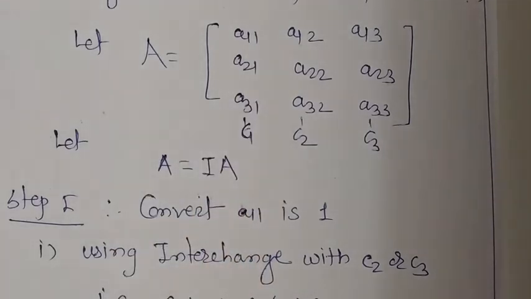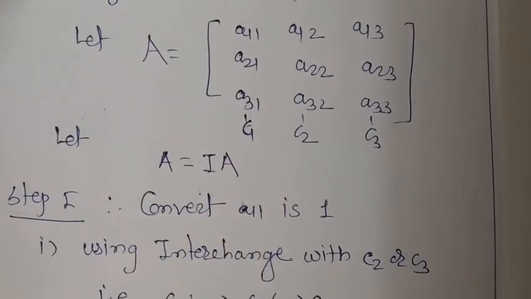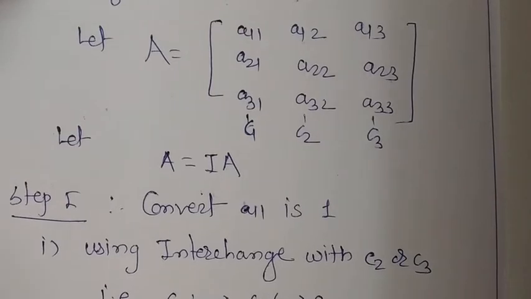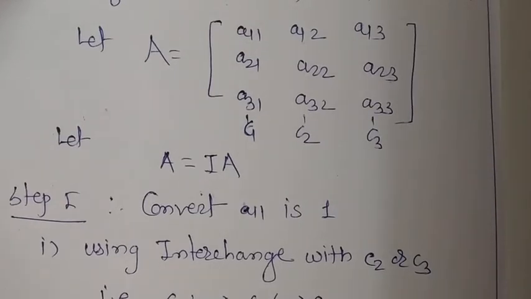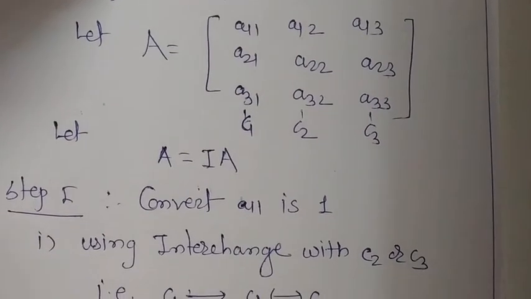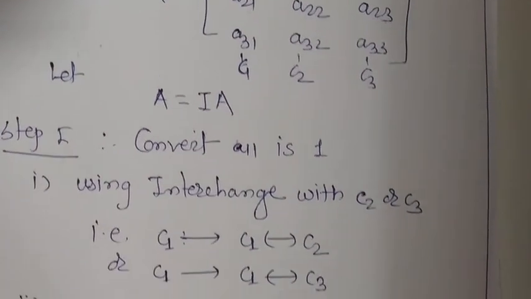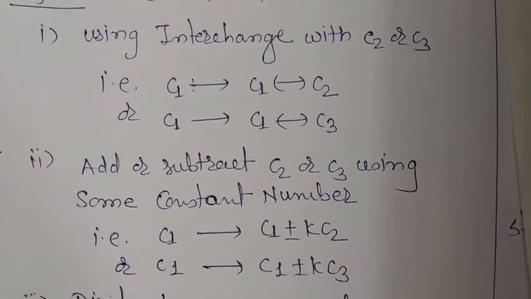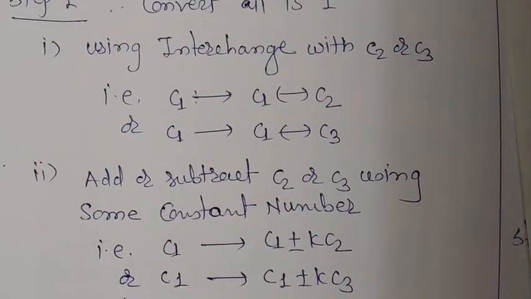Next, for step 1, the second part is what? Add or subtract C2 or C3 using some constant number. That is, C1 equals C1 plus or minus K of C2. It may be a constant number K. And for C3, if there is a change in C3, then C1 plus or minus K of C3. You can use any one of these.